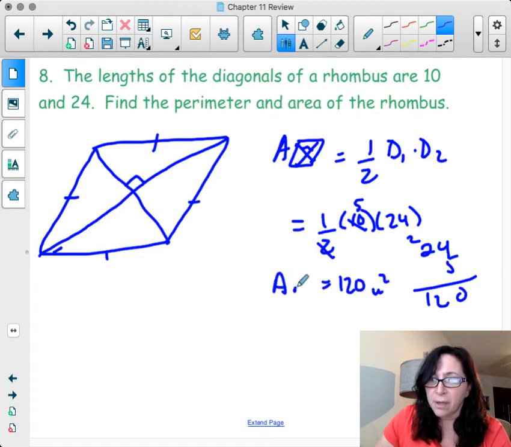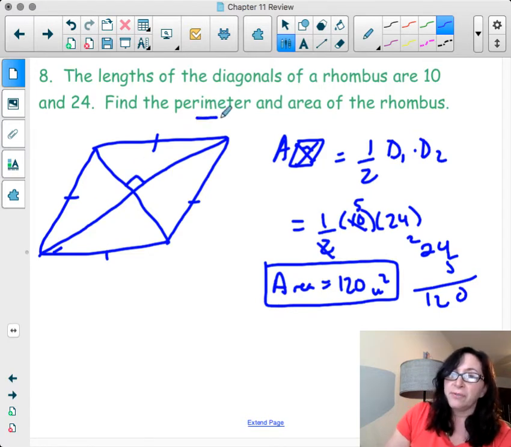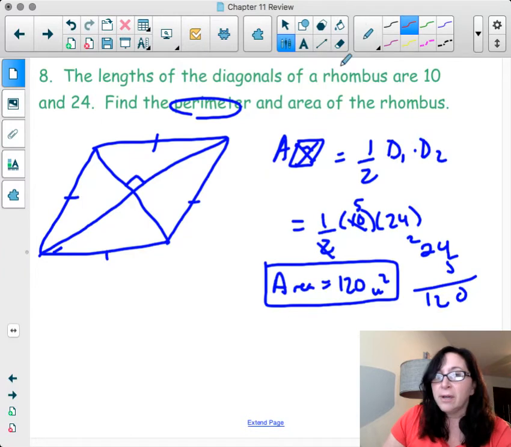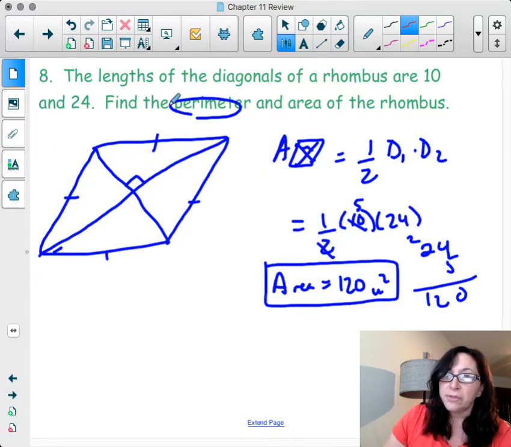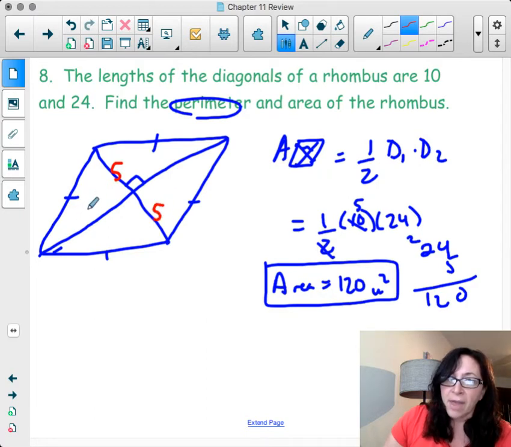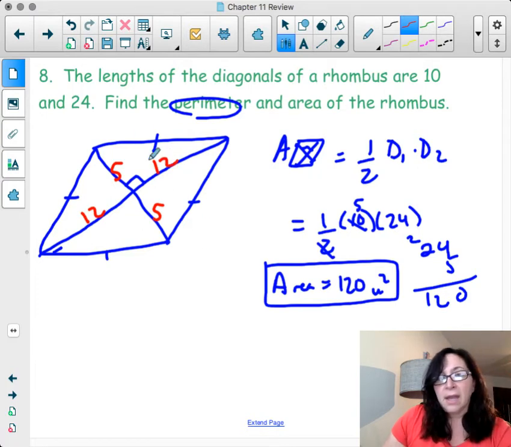So that's my area. But once I have that, I still need to find the perimeter. Okay, and so that's a little bit trickier, because in order to find the outside lengths, I need to use the diagonals that they gave me. So if the diagonals are 10 and 24, that would make this 5 and 5 because the diagonals are bisected. That would make 24, 12 and 12. And it looks like that's a 5, 12, 13 triangle.